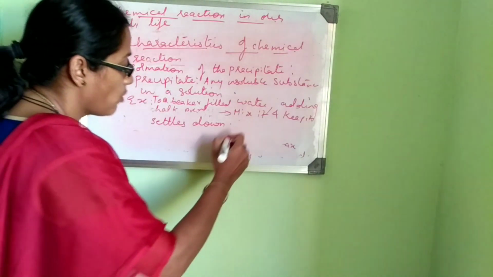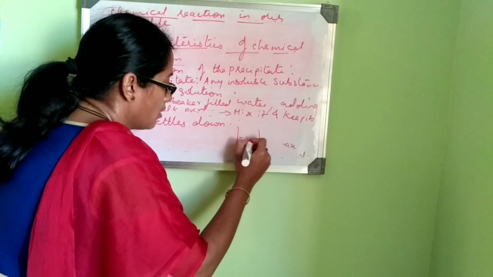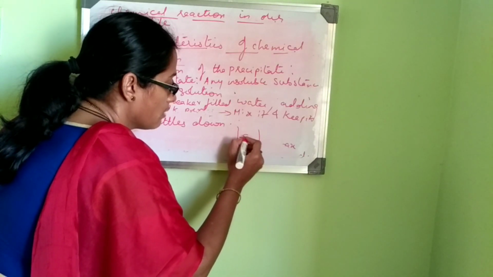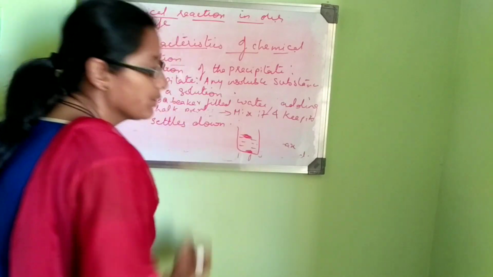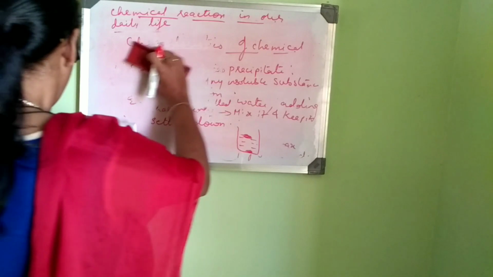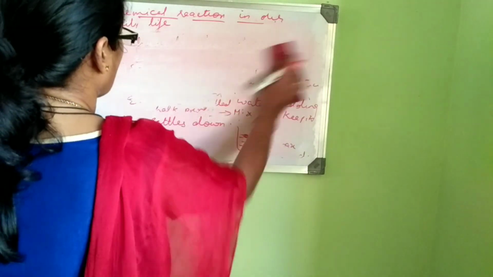Precipitate can either be formed at the bottom of the beaker or it can even appear at the top. So this is what the characteristics of chemical reaction are. That's all of it.